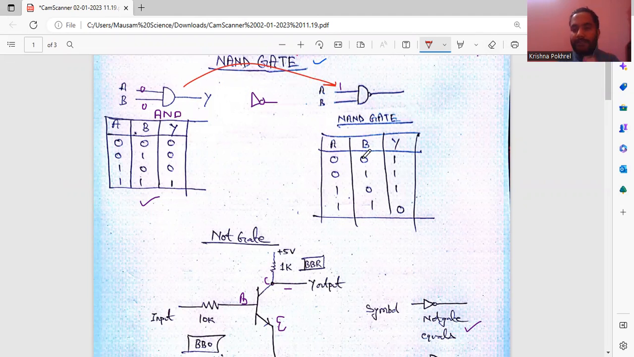This NAND gate is a zero sensitive gate. In my point of view, I can call it a zero sensitive gate. So whatever the input, if any one input is zero, the output will be high. If any one input is one, we cannot predict the output. See here, if any one is zero, the output will be high. If this is one and the other is not given, we cannot predict, because if the other is zero, the output can be high.